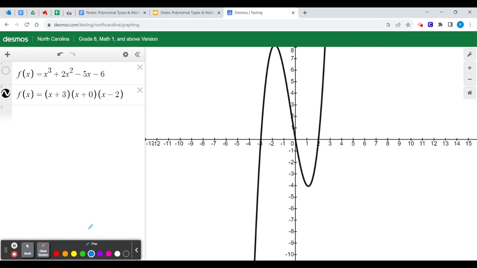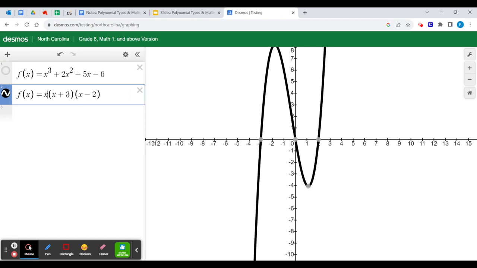But some of you guys explored this in an earlier problem where if I have x plus 0, that's just the same thing as having x, right? So our formula would then be x plus 3 times x minus 2. Normally, we're going to see that written with the x out in front. So if I rewrite my equation just slightly, I'm going to get rid of this x plus 0. I'm going to throw that x out in front.